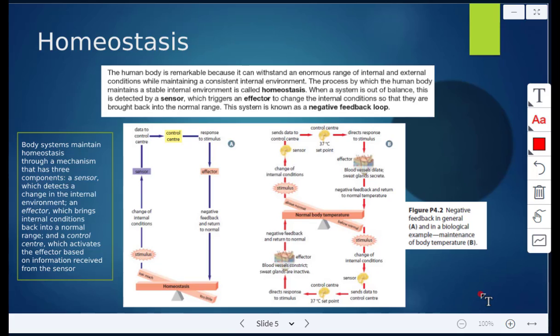Okay, so the human body can withstand an enormous range of internal and external conditions while maintaining a consistent internal environment. That stable internal environment is called homeostasis. Again, when a system gets out of balance, it's detected by the sensor. It will trigger an effector to change the internal conditions so that they're brought back into the normal range. And then there's that control center. This system is known as the negative feedback loop.